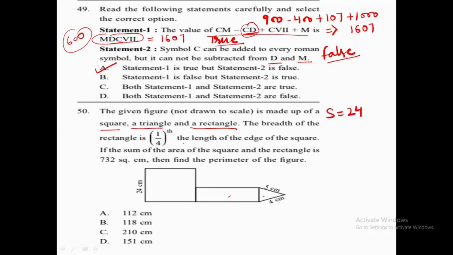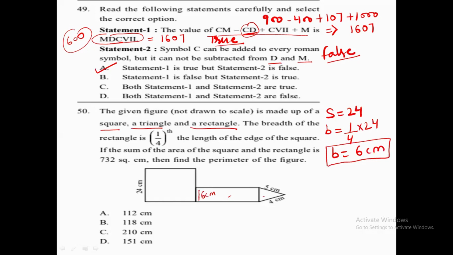Now, according to the question, the breadth of the rectangle is 1/4 of the side of the square. So that will be 1/4 of 24, which gives us 6 centimeter. Through this we get the breadth of this rectangle. This portion is 6 centimeter.